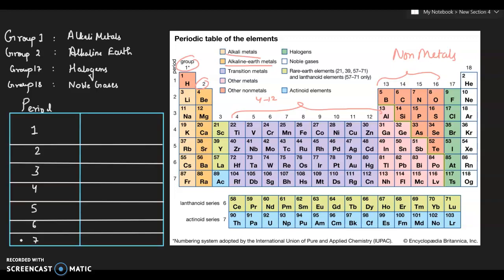Now we'll have a look at the number of elements. For the first period, we have 2 elements. It is the shortest period. Then in the second, it is 8, then 8 again. Then we have 18, 18, 32, and the 7th period is incomplete.